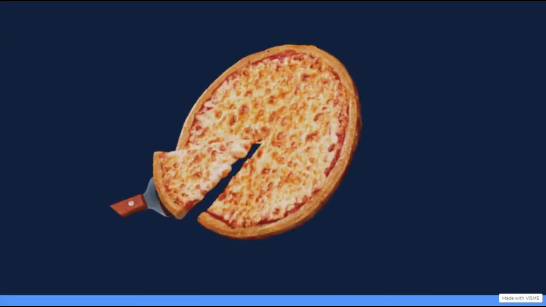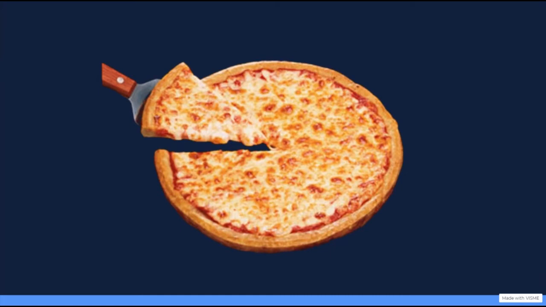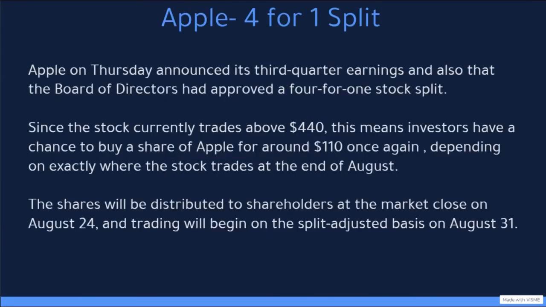Now I'm going to give an example that everyone should be able to relate to, which is pizza. Who doesn't love pizza? Let's say you get your pizza and it's cut into 8 slices. Cutting it doesn't mean you necessarily have less pizza, you just have more small pieces which make up the whole pie. Now we're going to talk about the 4 for 1 Apple stock split.